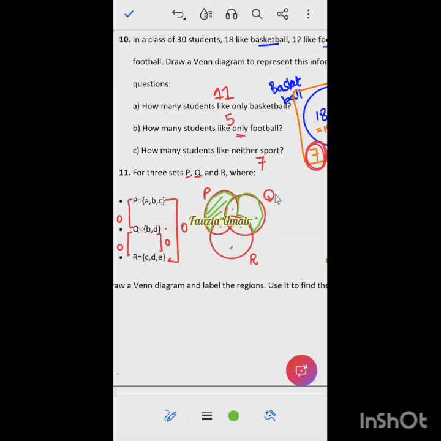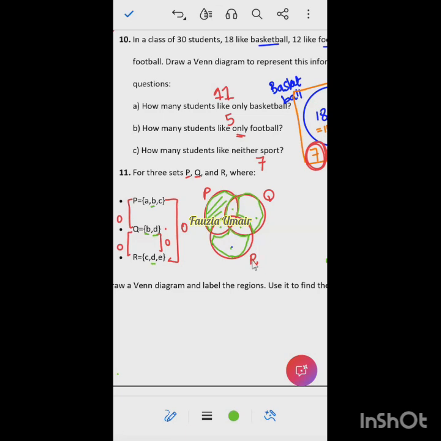अगर for example, as we can see, Q के दो ही elements हैं. B is shared with P and D is shared with R. So इसका मतलब Q के अपने कोई elements नहीं हैं. So this will remain empty, right? So similarly, ये नीचे वाला, this is the region where the elements which only belong to R will come.